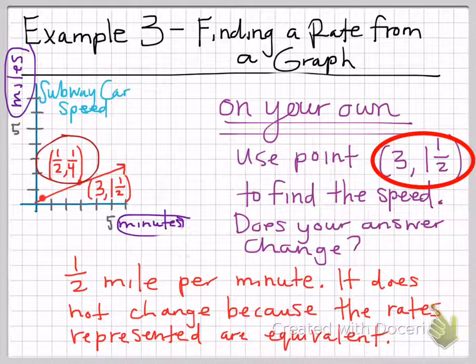Alrighty, class, your answer should have been 1/2 mile per minute. It did not change. It does not change because the rates represented are equivalent. Please notice that both points in the graph are on the same straight line, meaning that rate is going to be the same. You're just further in on the subway travel experience, but it's going at the same speed. You just may be at the other stop. So it's 1/2 mile per minute, and it does not change because the rates are equivalent.